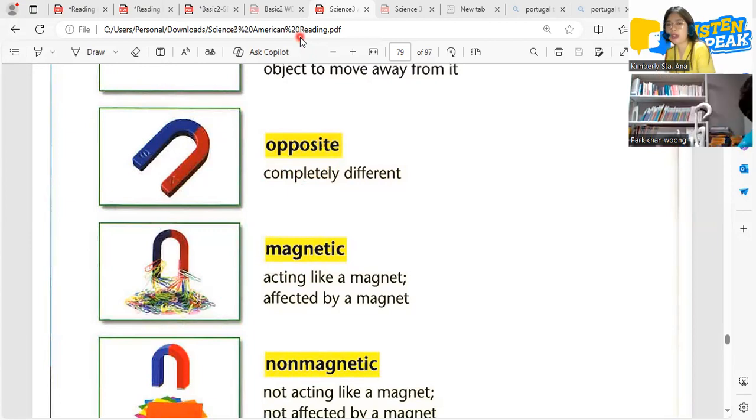Now let's play a game. Let's find the opposites. What's the opposite of tiny? Big. Very good. Now it's your turn to ask teacher Anna. What is the opposite of thin? Thick. What's the opposite of warm? Cold or cool. Okay. Oh, it's your turn.